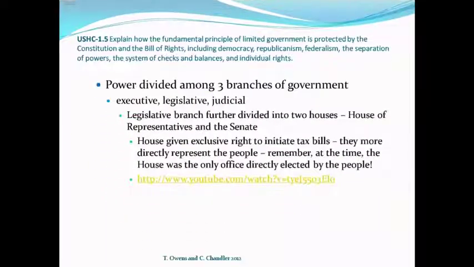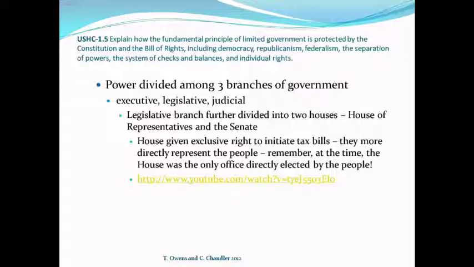Another way the founders created limited government was by dividing power among the three branches of government. The executive, which is the president who carries out the laws, the legislative, which is Congress, which makes the laws, and the judicial branch, which then interprets the laws, and that's the court system. The legislative branch is also further divided into two houses, the House of Representatives and the Senate.